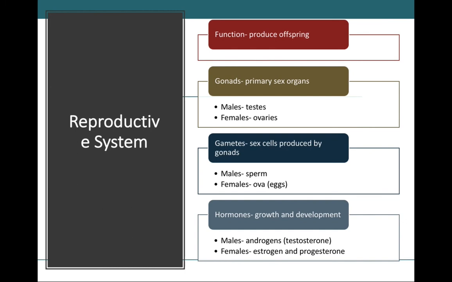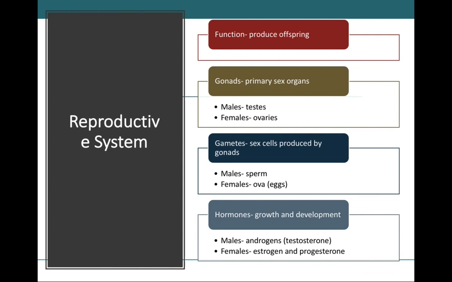Testosterone will be released from cells in the testes, and this hormone will be useful in the development of male secondary sex characteristics and the stimulation of gametogenesis in the male as well. Estrogen and progesterone are the female sex hormones, and those will play exactly the same role in the female body as we see testosterone playing in the male body.